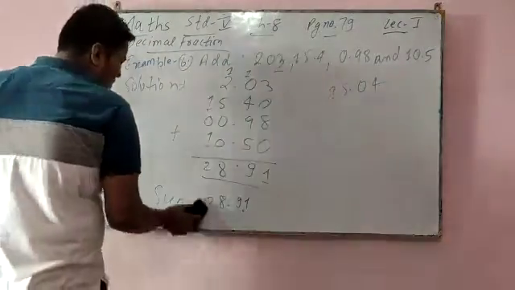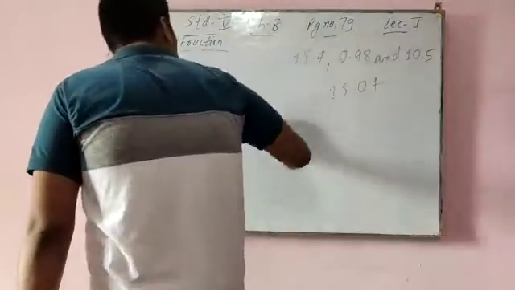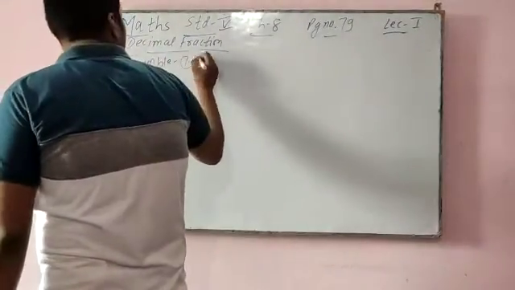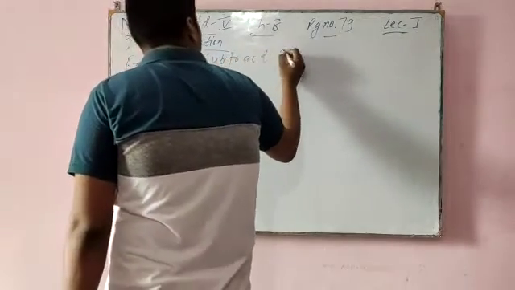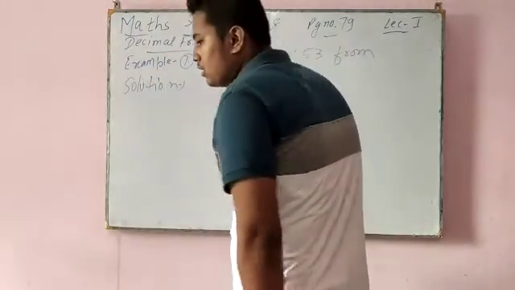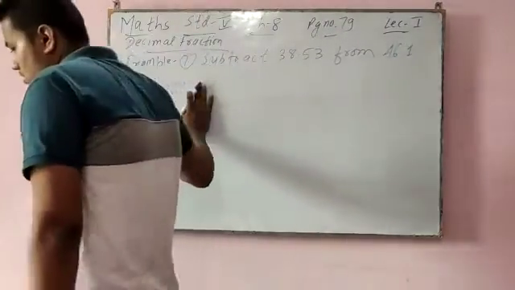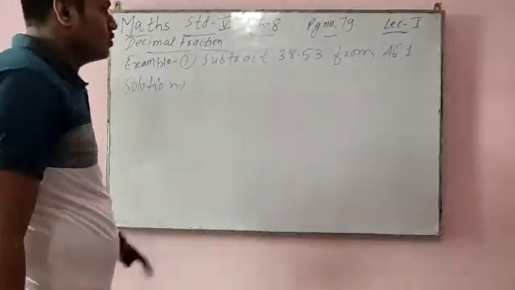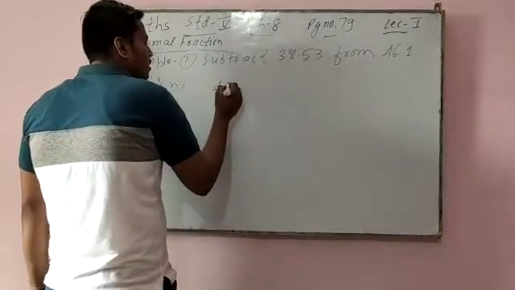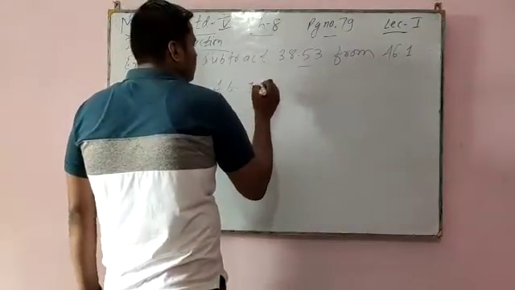Now come to example number 7. Subtract 38.53 from 46.1. Okay, so "from" is there. From means first you will write the second number, then you will write the first number. So the greater number is 46.1. It is not 46 point, you have a 2 digit number, so this is 46, and then .1.